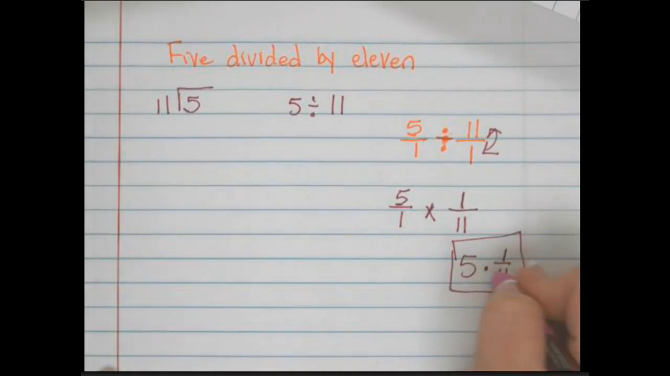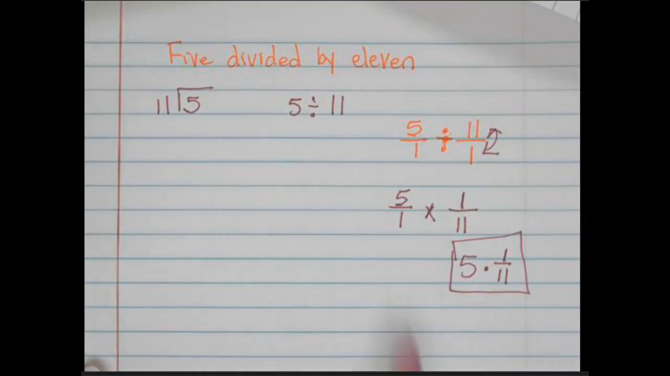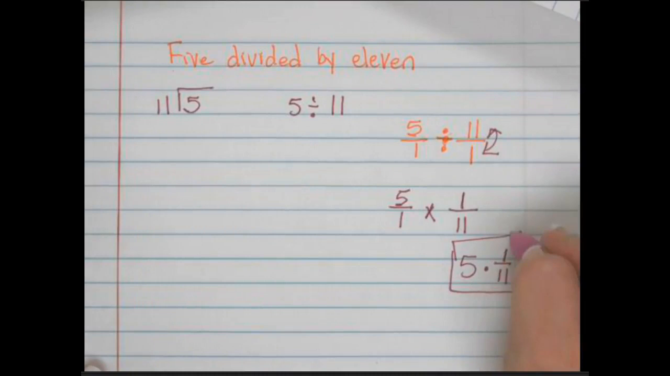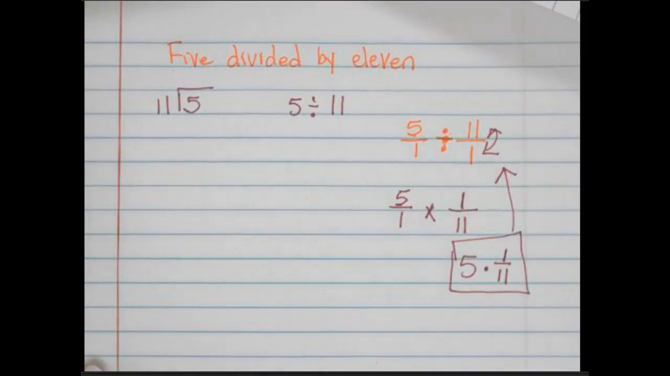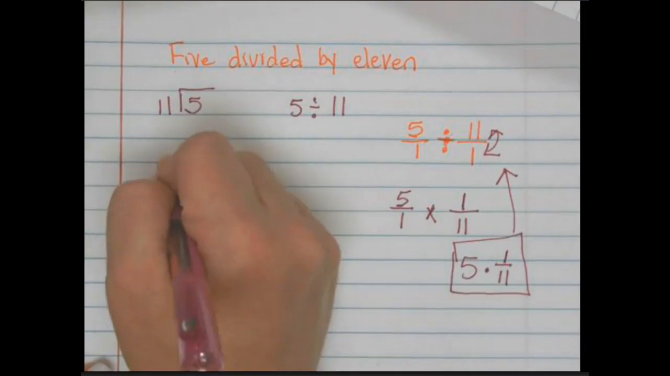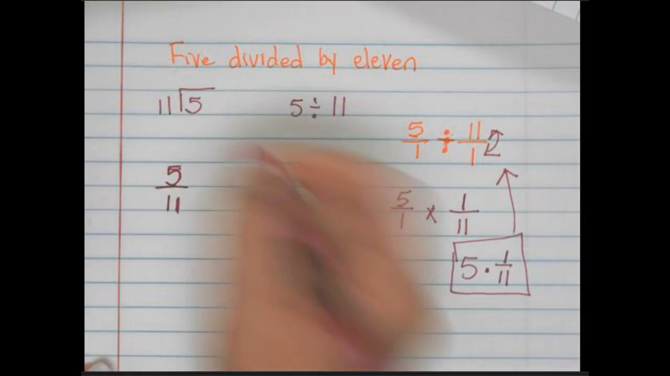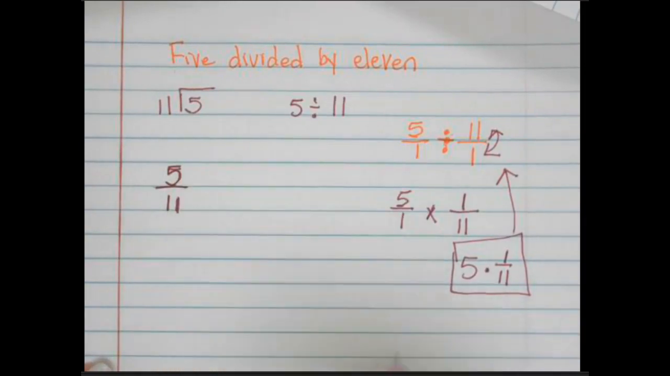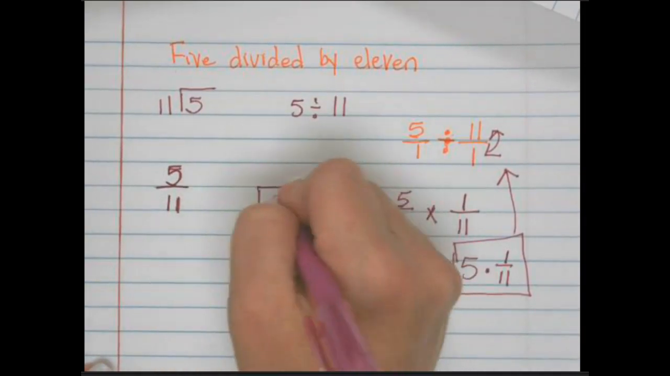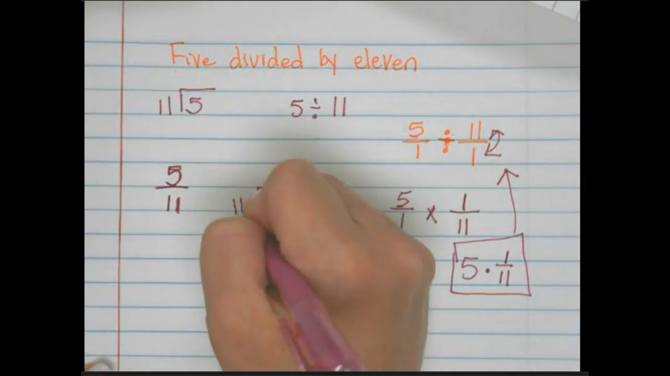I'm sorry, this should be, yes, the same thing as 5 divided by 11. And if we wrote it as a fraction, it would be 5 over 11. This is also 5 divided by 11. So 5 goes in the house, 11 goes on the outside.